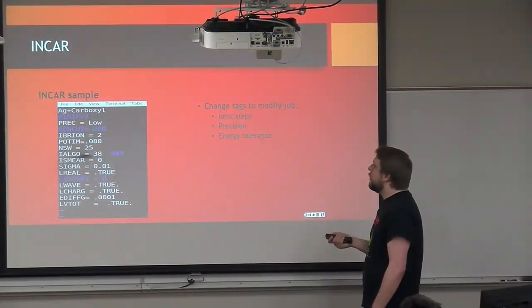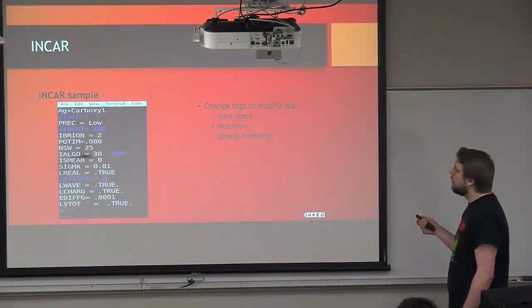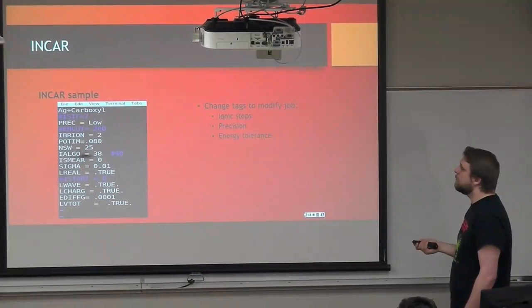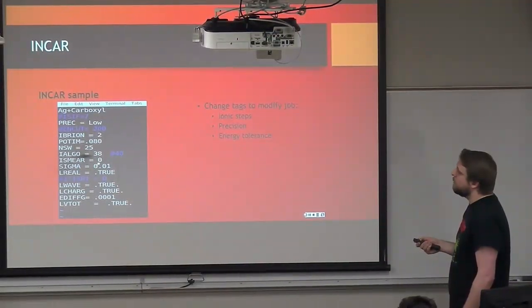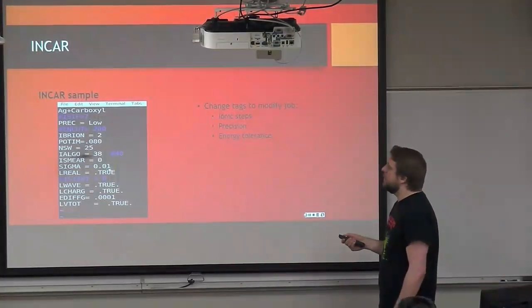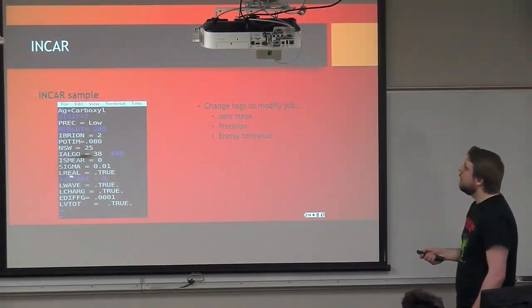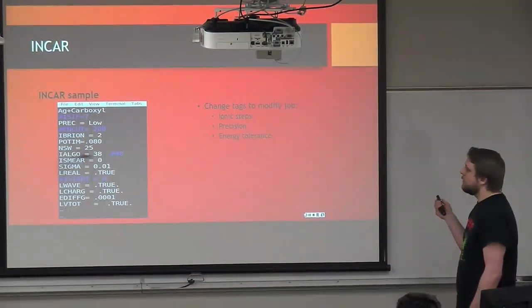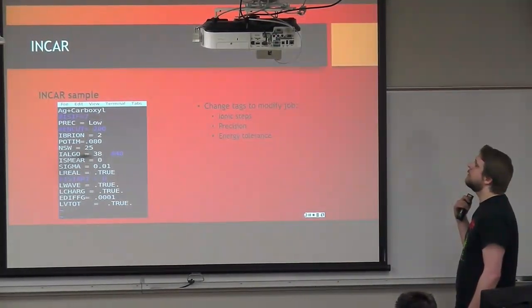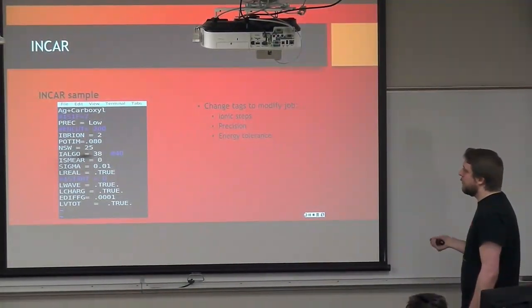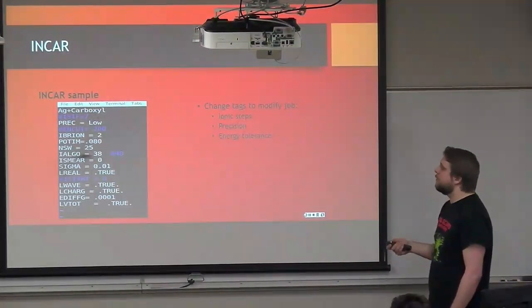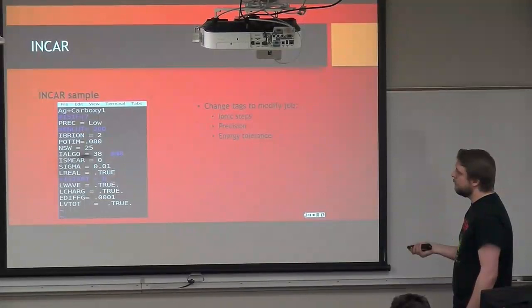ISMEAR changes how your partial orbitals get smeared out. 0 is Gaussian smearing, 1 is Fermi smearing, I believe, but then there's a few more options beyond that. SIGMA changes the width of whatever smearing you use. And its units are in electron volts, so right now the width is 0.01 electron volts. LREAL will tell you whether or not you're going to evaluate projection operators in real space or reciprocal space. It's set to true, so it's going to evaluate those operators in real space.